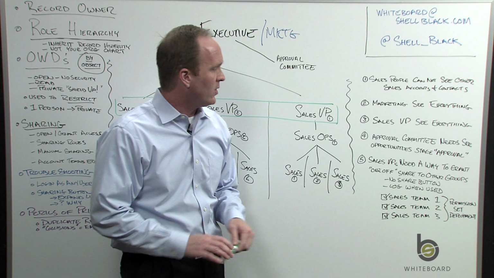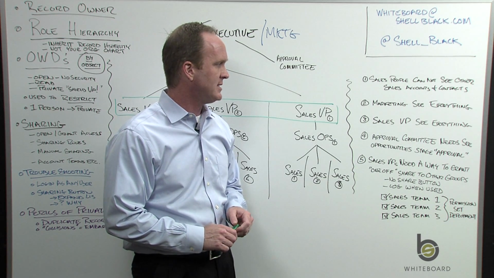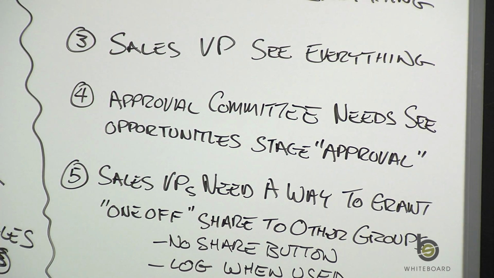Then we have a requirement where the approval committee needs to see opportunities that are in the stage of approval.